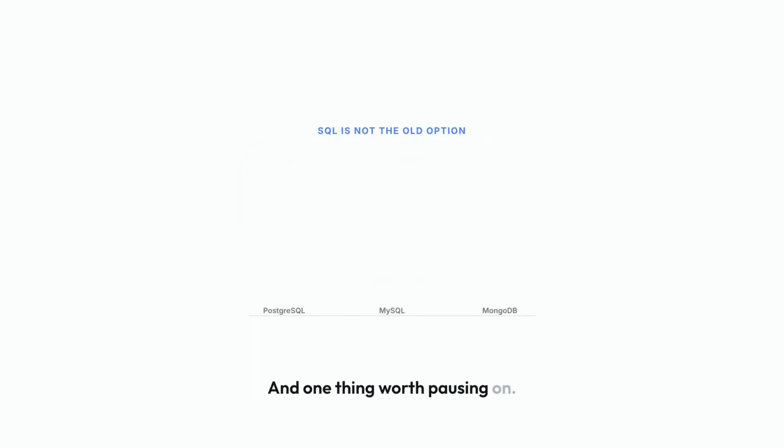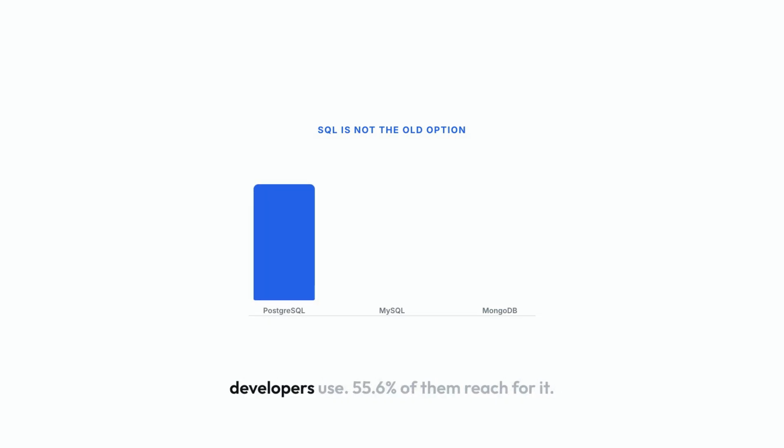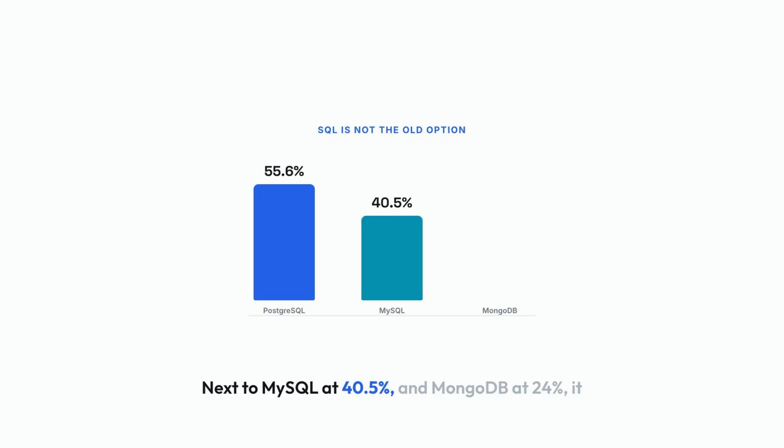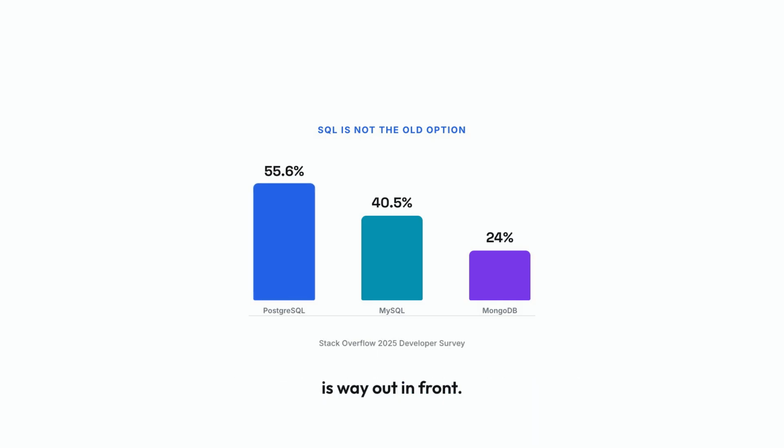And one thing worth pausing on, SQL is not the old option. PostgreSQL alone is the #1 database developers use. 55.6% of them reach for it. Next to MySQL at 40.5% and MongoDB at 24%, it is way out in front. And that is exactly why AI tools so often grab SQL by default.